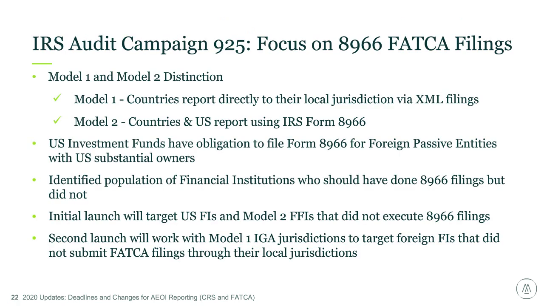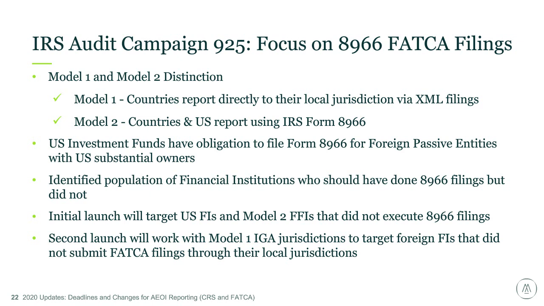It's also important. Similar to that 1042S campaign that Jill discussed, at the time that they discussed that 817 audit campaign, they also discussed the audit campaign for 925. 925 is focused on 8966 FATCA filings. So you're focusing on your Model 2 and U.S. jurisdictions, and they're looking: have there been 8966 filings?